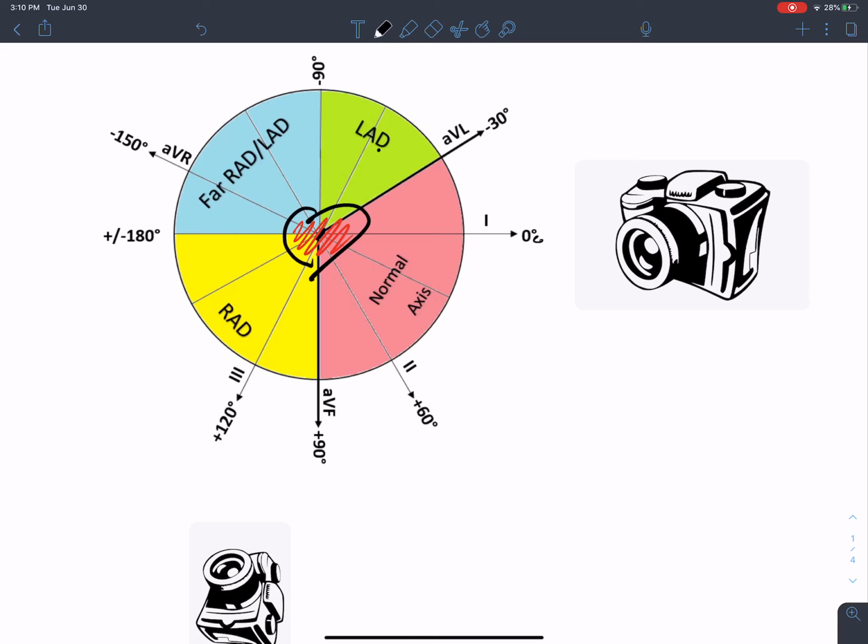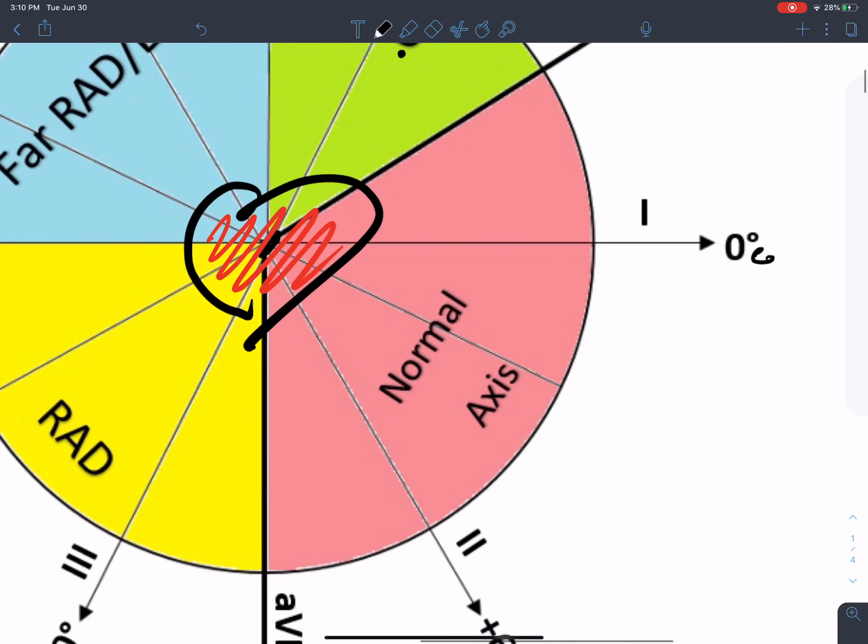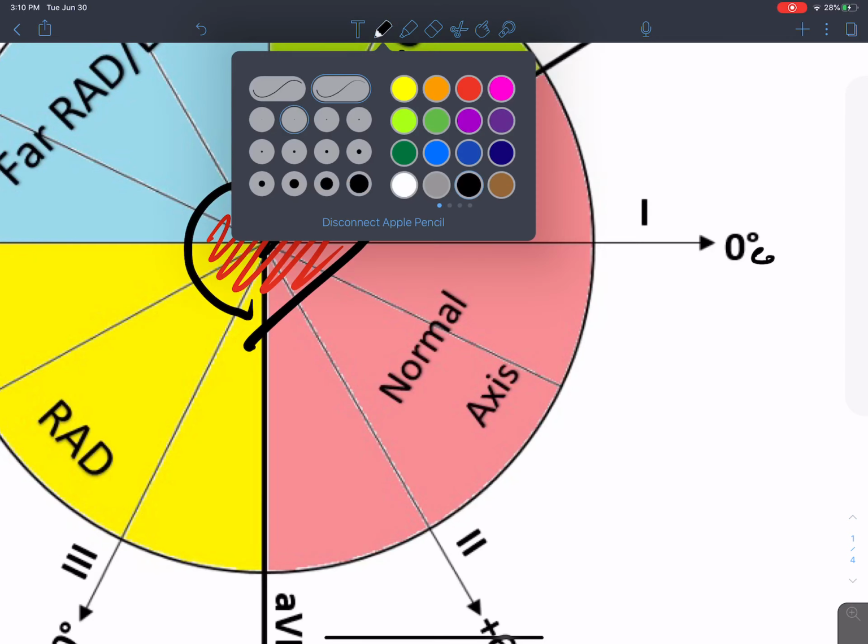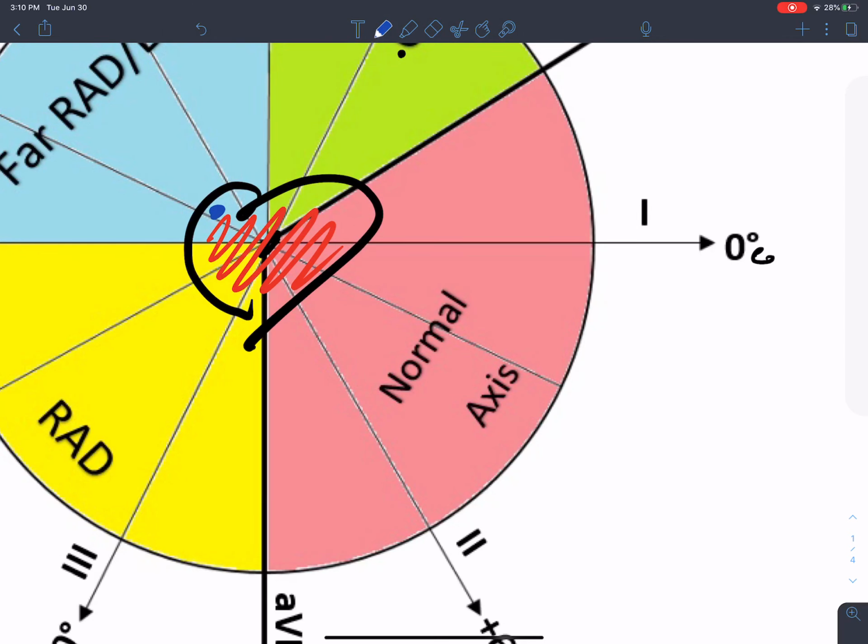Now, when you have an impulse that goes in your heart, keep in mind you're going to start over here in the anatomical top right with your SA node. And then it travels from the SA node to the AV node, through the bundle of His, through the bundle branches, and up through the Purkinje fibers.